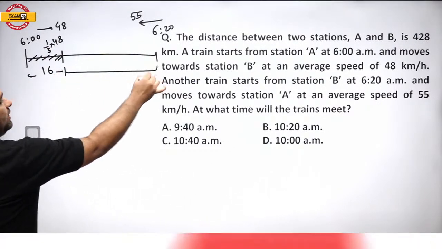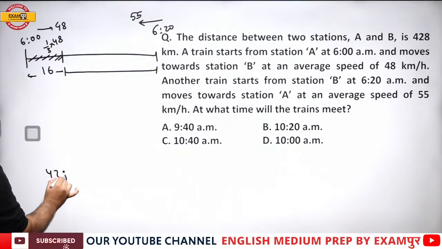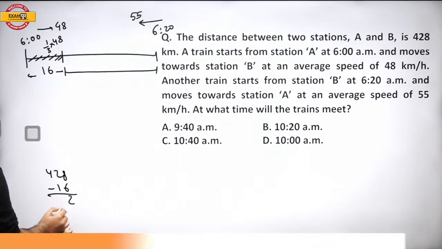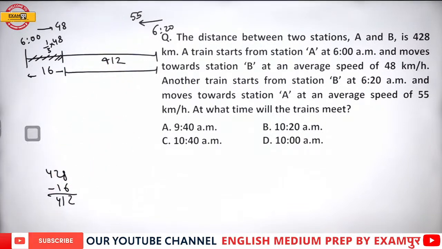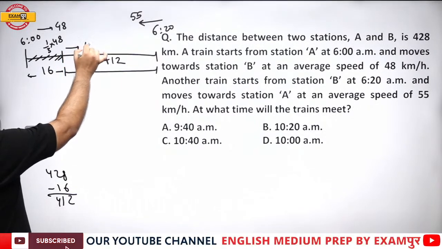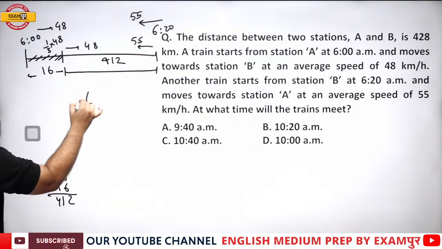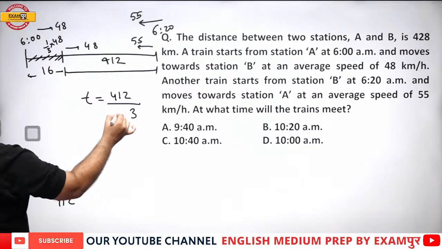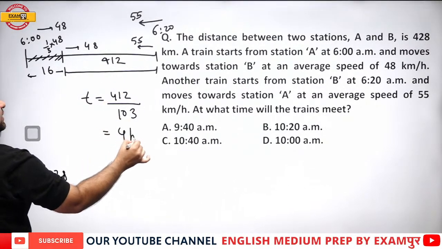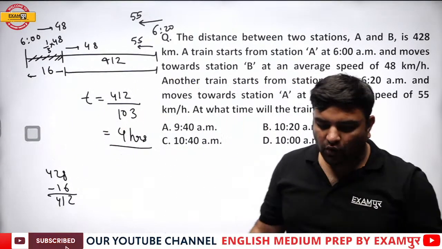How much is remaining? 428 minus 16. 412 is remaining. Now both will move towards each other with the relative speed. So they will meet after 412 with the relative speed of 103, 4 hours. They will meet after 4 hours.